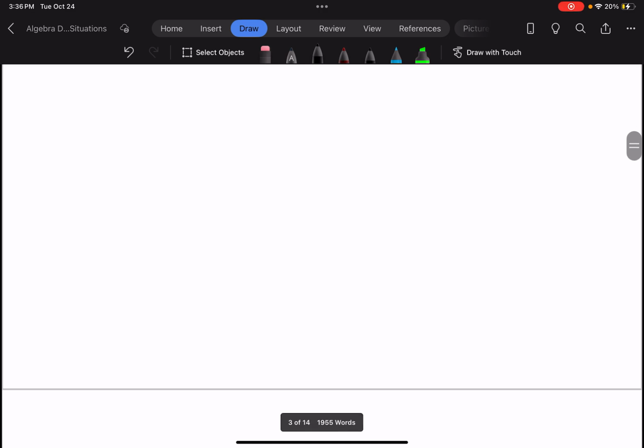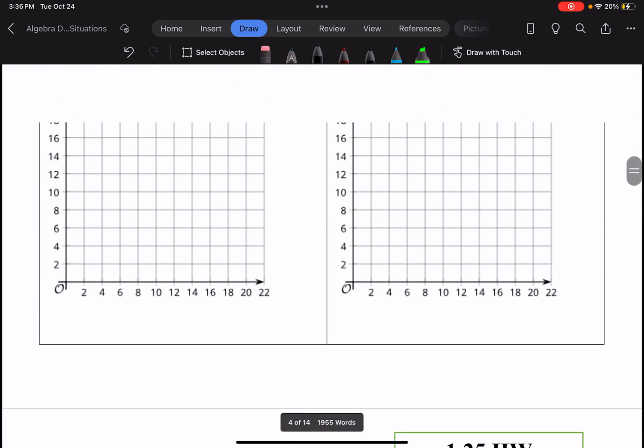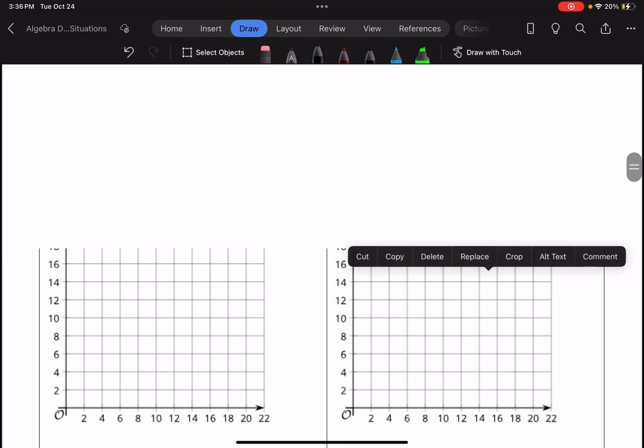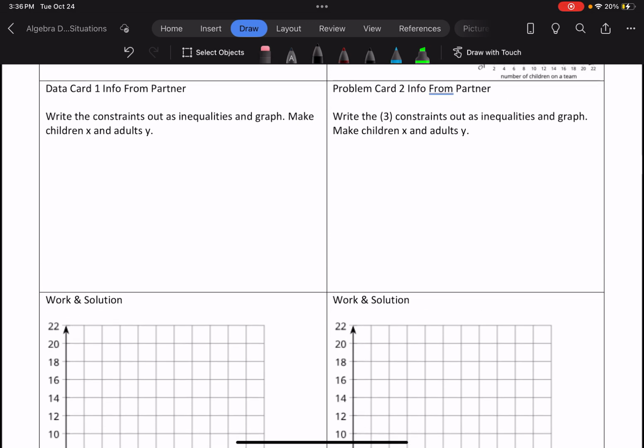It's taking a second to load, which is really weird. Oh, there it goes. Okay. Go back up to your classwork really quick so you can take a look at this. So, you can hear my papers rustling.